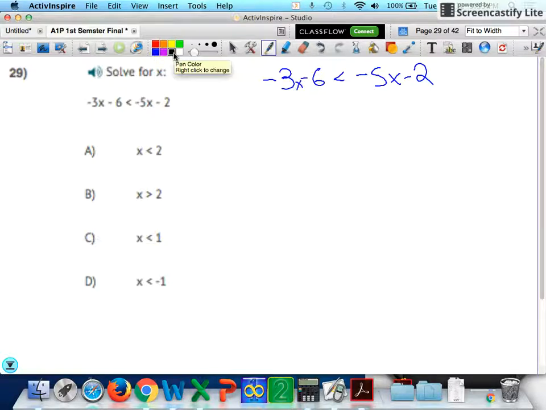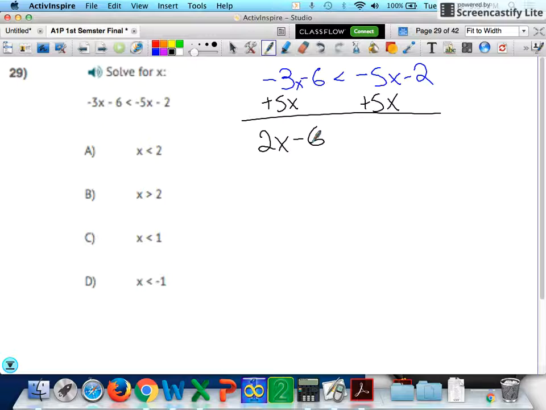But first things first, I have to get all my x's on one side together. So I'm going to add 5x. Why I choose to do that is because now I know my x's are going to be positive over here. It just saves me a step, okay? What I have is 2x minus 6 is less than negative 2, because those canceled.